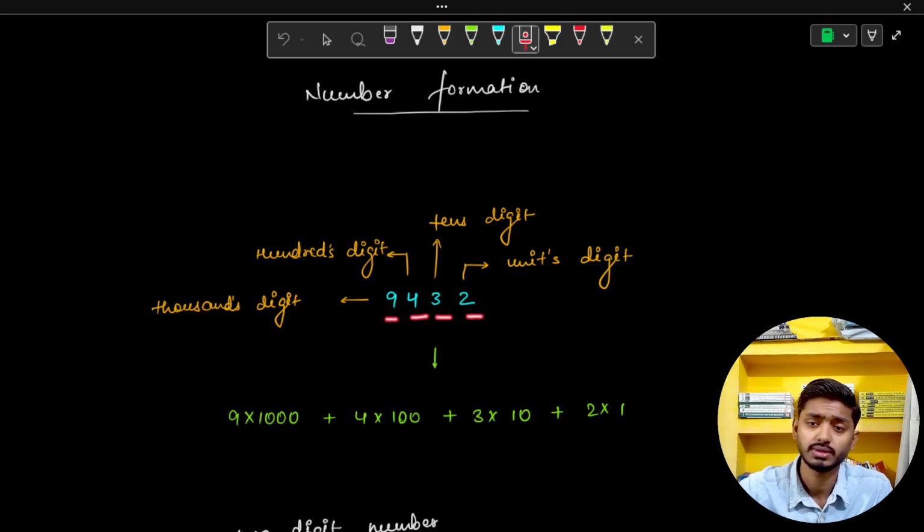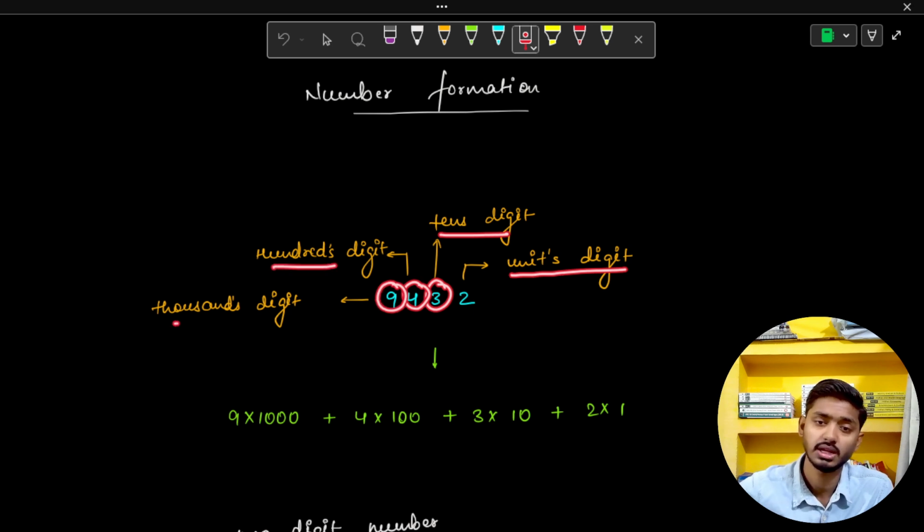9432, that is 9432. If we observe from the right-hand side, the first digit is called the units digit, the second is called the tens digit, the third would be hundreds, and the fourth would be thousands.